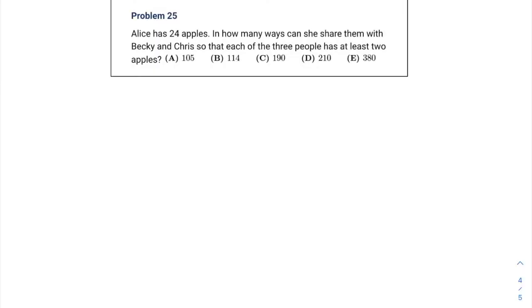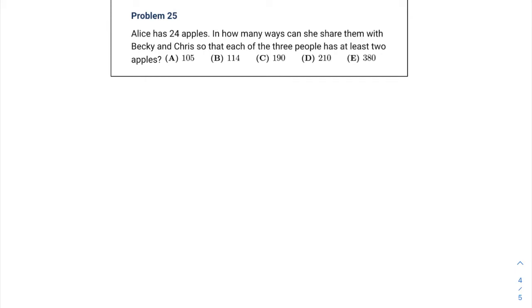So here's another problem, and this is 2019 AMC 8, problem number 25. And this is a little harder to tell. It's a sticks and stones problem, so let's go through it and understand the reasoning why you would think a problem is sticks and stones. So we know Alice has 24 apples, and she is going to share them with Becky and Chris, so that everybody has at least 2 apples.